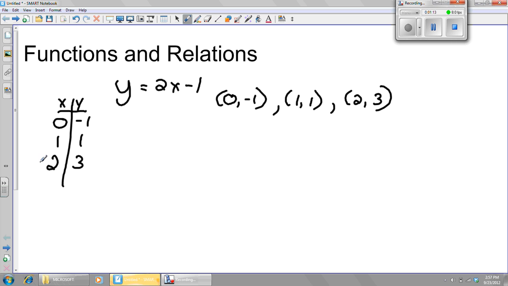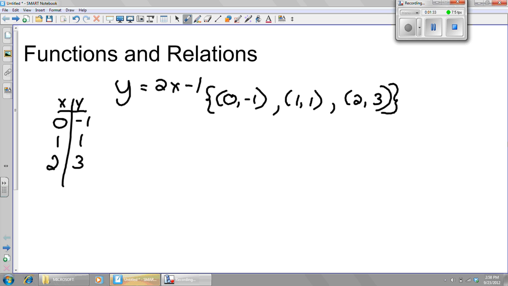Now, of course, we could do this on forever and ever, but these points right here are called a relation. Why? Because they're related to each other. They're all coming from the same equation. If you had 100 points there, your relation could have 100 terms in it. But these are a relation.